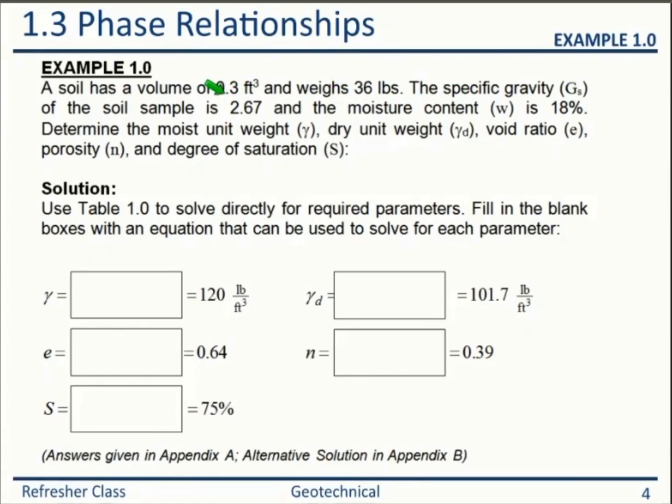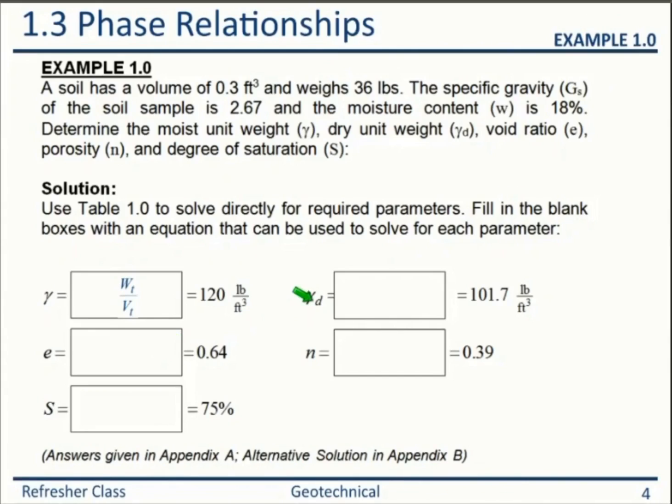And from table number 1, if that's the case, we can pick up these relations. Total weight divided by total volume will give you the moist unit weight or total unit weight. So 36 divided by 0.3 will give you 120. Besides this parameter, you now know one more parameter to calculate the remaining parameters.